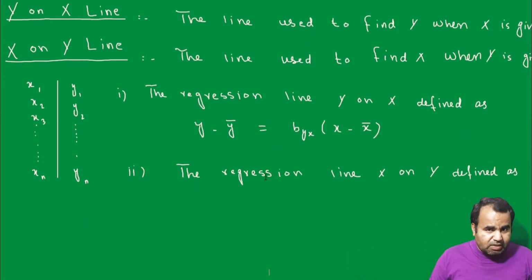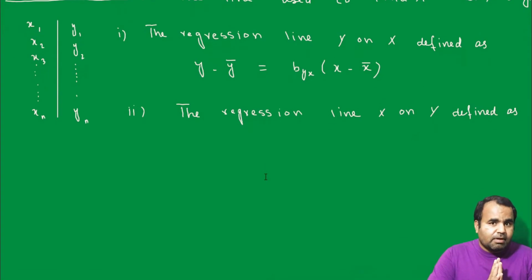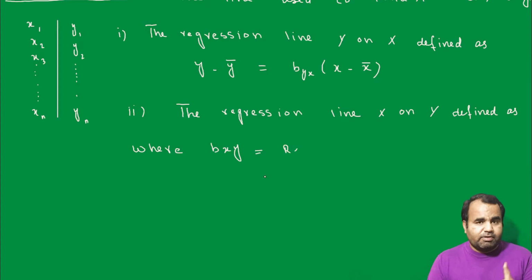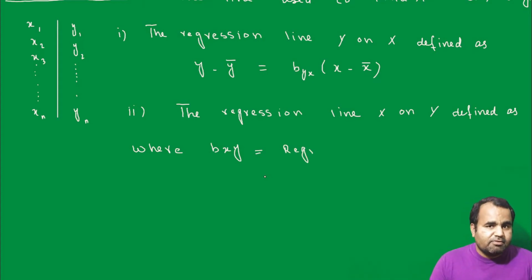I am not writing on the screen, I am taking the voiceover. So the equation will be x minus x bar is equal to, not byx, it is bxy into y minus y bar. Once again, check what the regression line x on y will be: x minus x bar equal to bxy into y minus y bar.